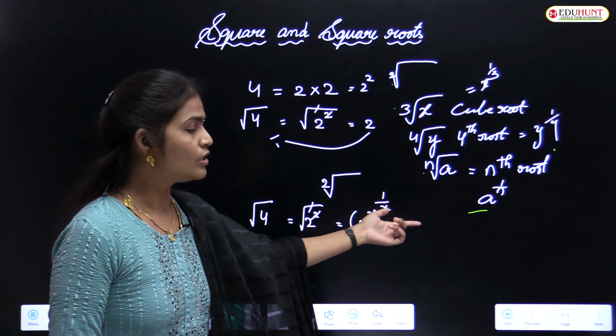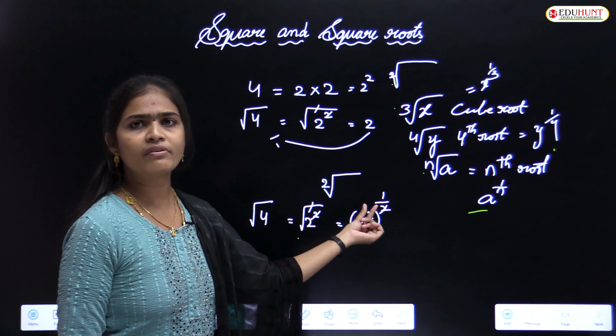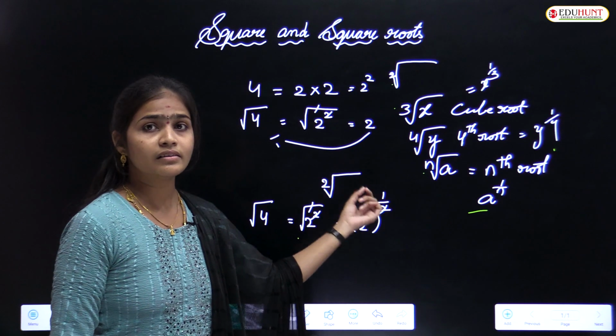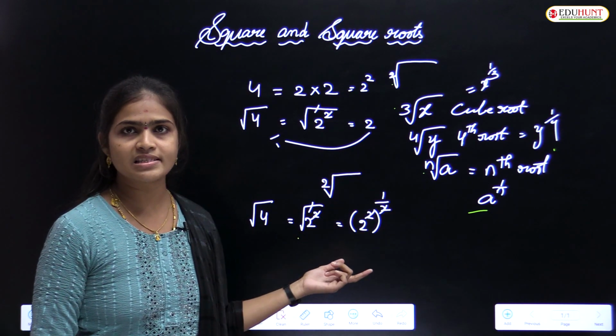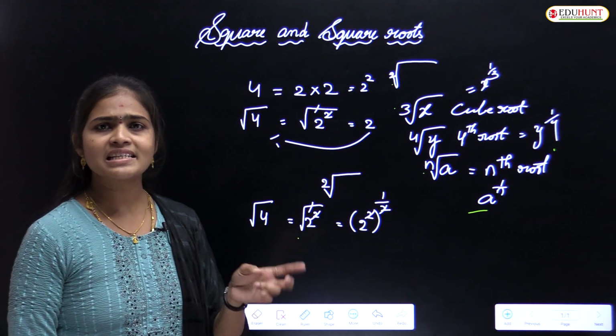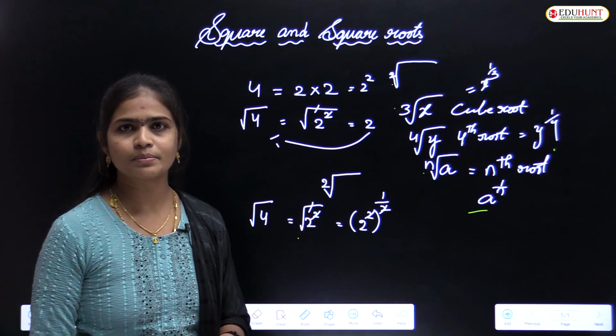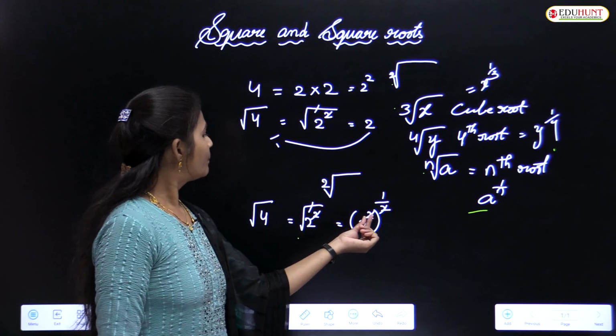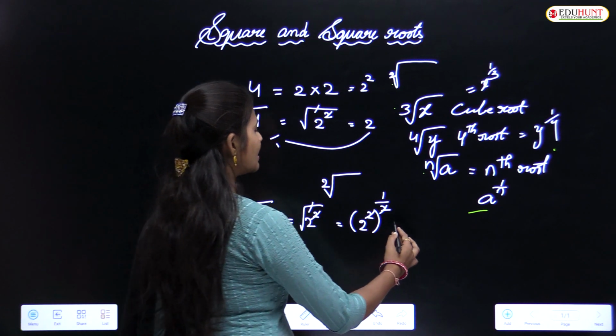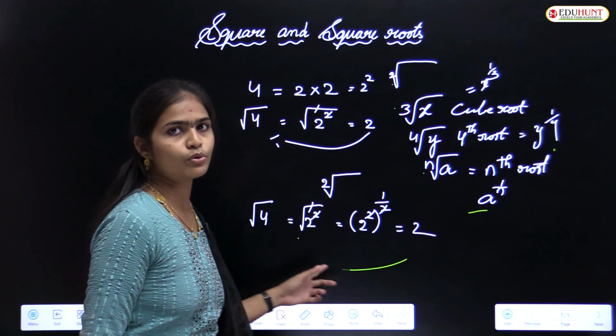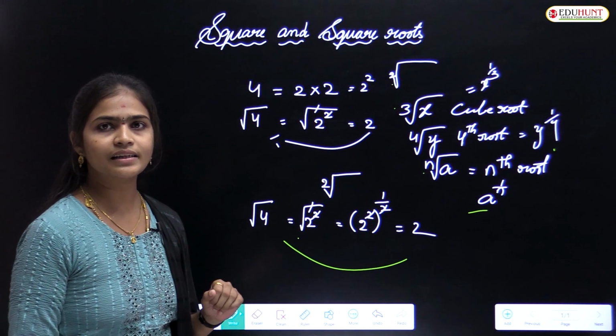So now this is in the form of a power m whole power n. We will learn that in the exponents concept. In mathematics every concept is interlinked. So here 2 and 2 get cancelled, so we get 2 as the square root of 4. Is it clear?